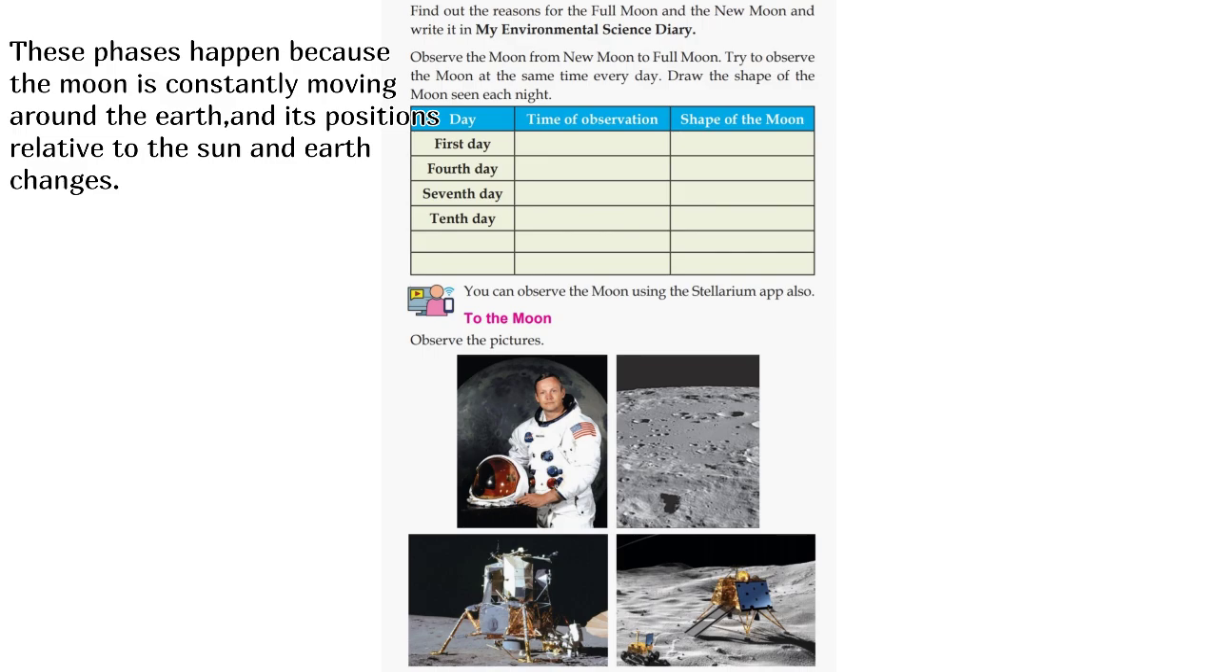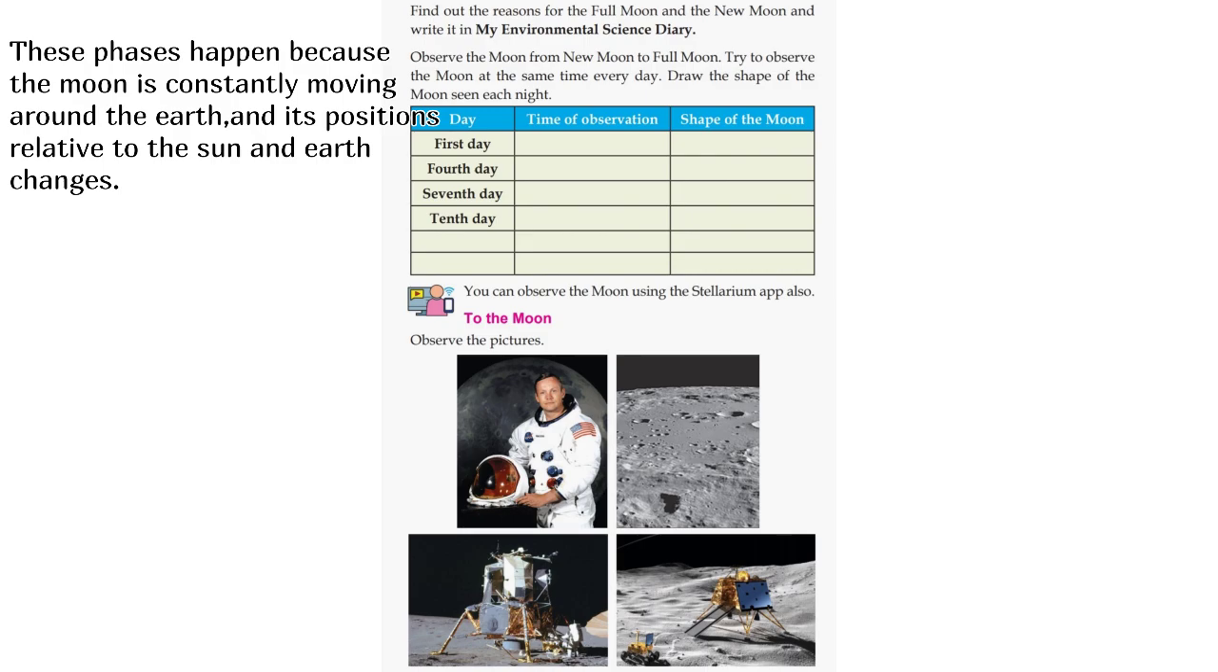Observe the moon from new moon to full moon. Try to observe the moon at the same time every day. Draw the shape of the moon seen each night. Day, time of observation, shape of the moon. You can draw the shape accordingly.